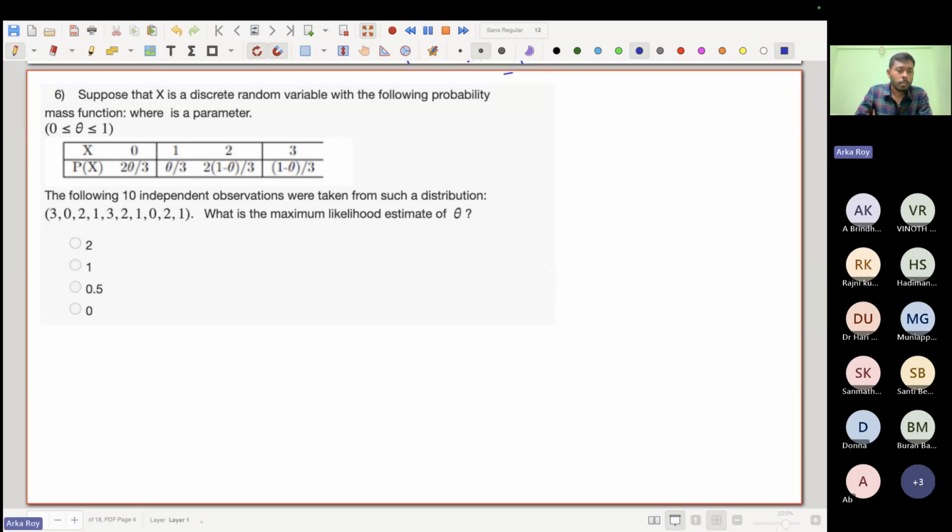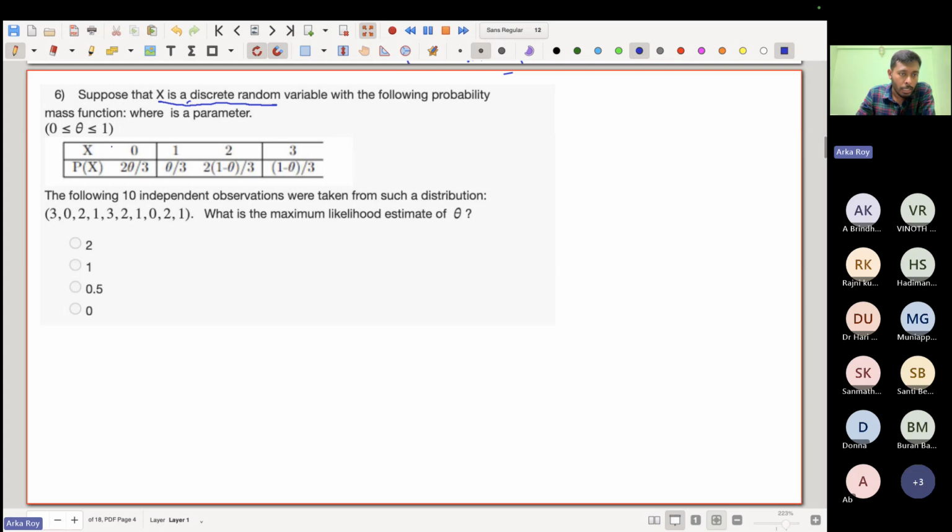Okay. So the next question is, suppose that x is a discrete random variable with a probability mass function. Over here you can see x is a discrete random variable. For a discrete random variable, the probability function is called the PMF or probability mass function, as we have seen in the Bernoulli distribution. However, the Gaussian distribution is a continuous distribution, so over there the function is called the probability density function.